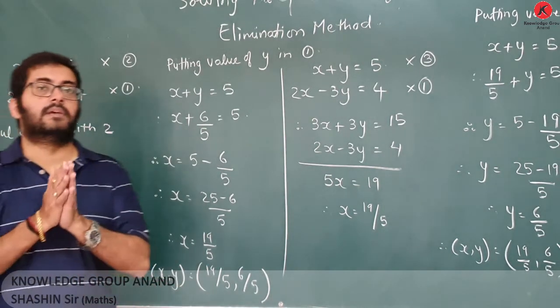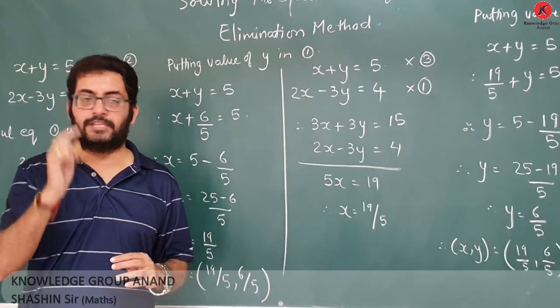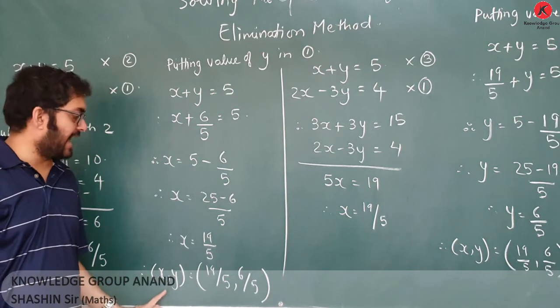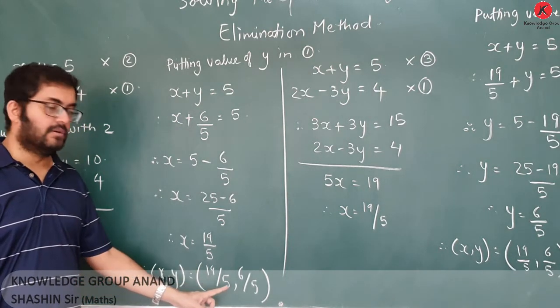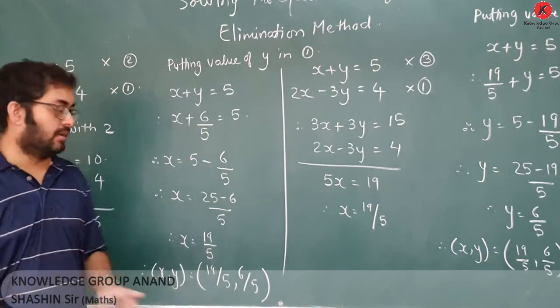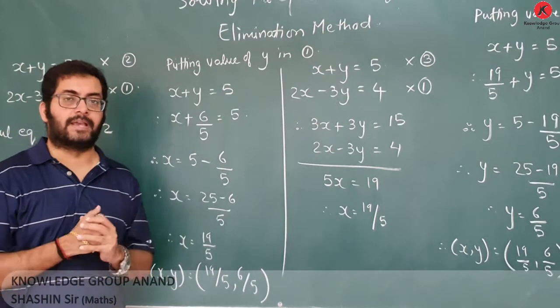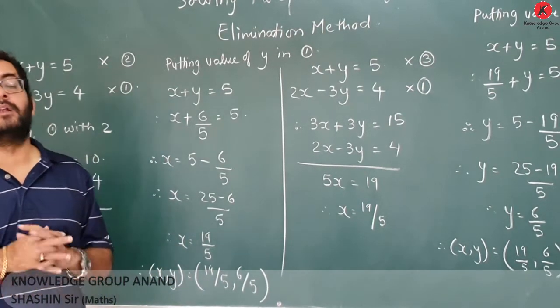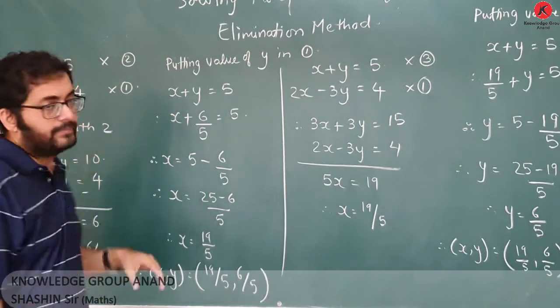Now dear friends, after getting the value of x and y, the final answer should be written in this form. The solution set (x, y) is equal to, what is the value of x? 19 by 5, comma, what is the value of y? 6 upon 5. Always you have to write the value of x first and value of y second. We got the answer. Now, while solving this sum, I eliminated x.